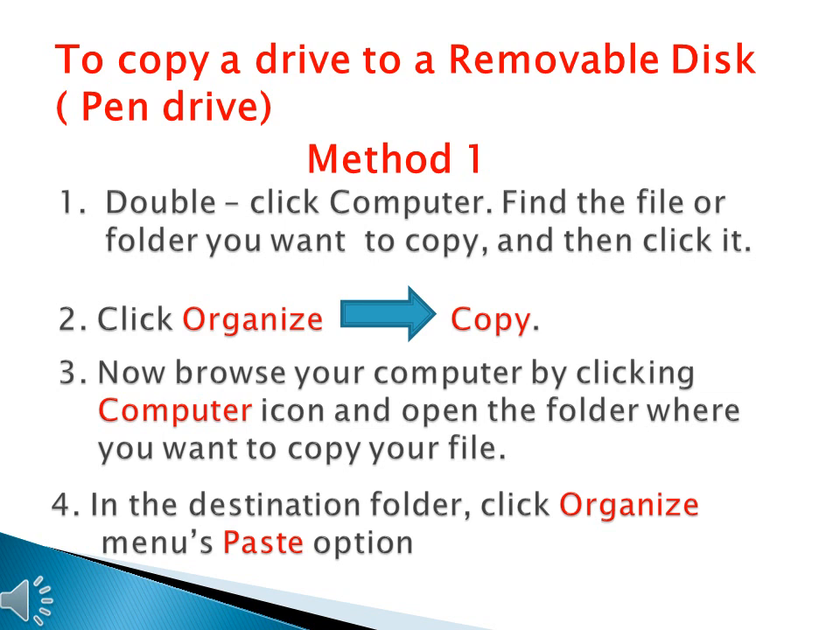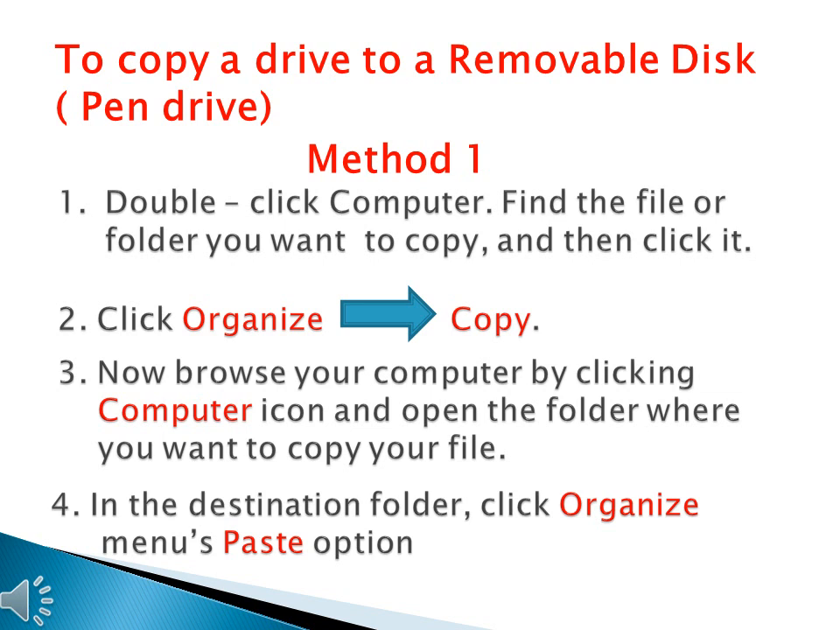We have discussed how to transfer the data from one drive to another drive. What if you want to copy a file or folder to a removable disk, that is a pen drive or any other external device? There are two methods to copy a file to an external device. Let's discuss the first method. First, click on the computer, find the file or folder that you want to copy and then click it. Now click on the organize and then click on the copy.